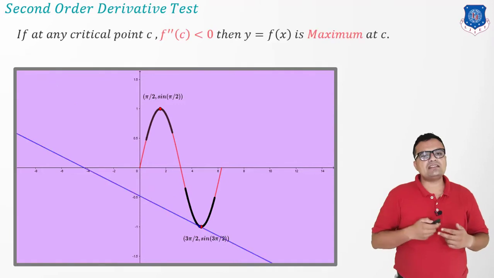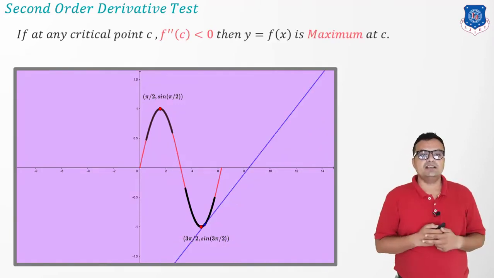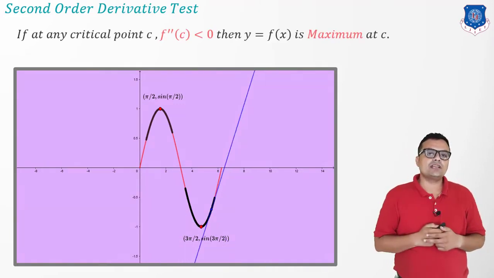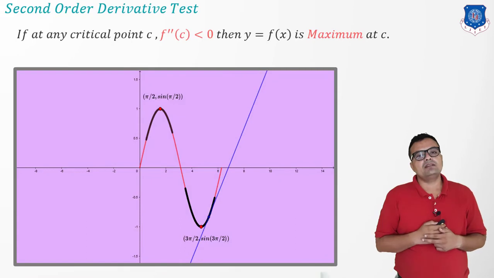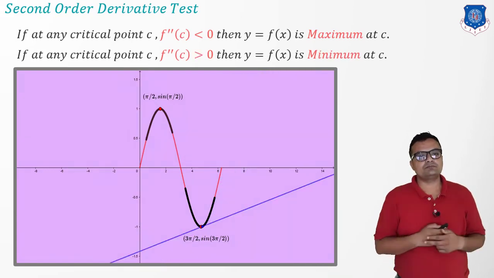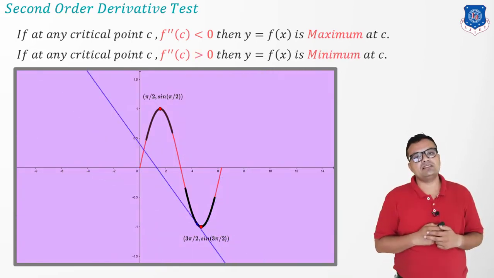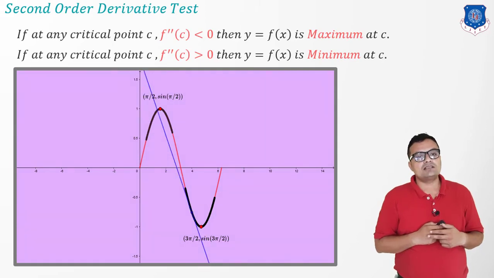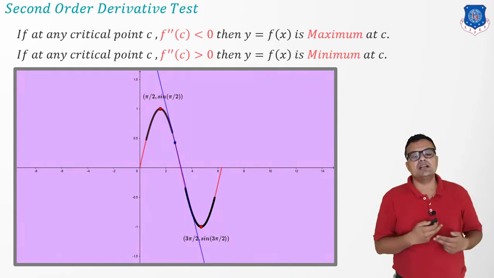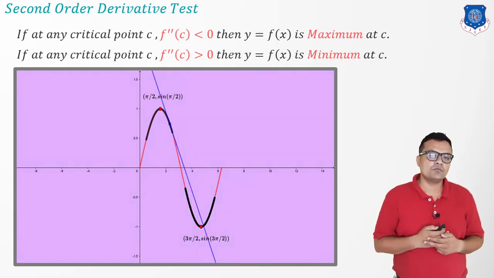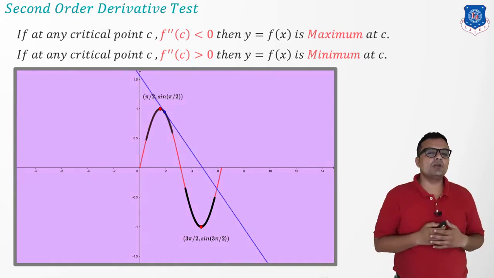Now how to check this thing mathematically? If at any critical point I find f double dash, and if its value is negative, that means that point is maximum or maxima, and the function attains its maximum value. Similarly, if f double dash is greater than 0, then at that point the function attains minima and the value will be minimum. So it is directly related with the double derivative.